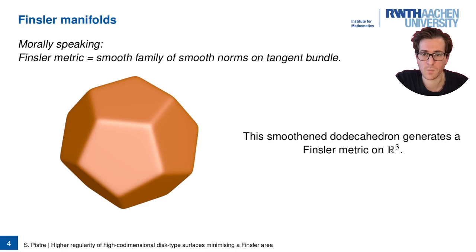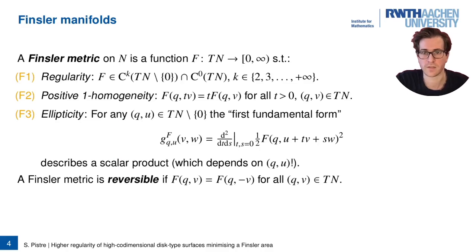So in more mathematical terms, we will see this picture again, but in more mathematical terms, I guess you can look at the following definition. Just very briefly, we won't use this in this talk here, but basically a Finsler metric is a function on the tangent bundle of a certain regularity, which is positively one-homogeneous, and which is elliptic. So basically this means it's a convex function.